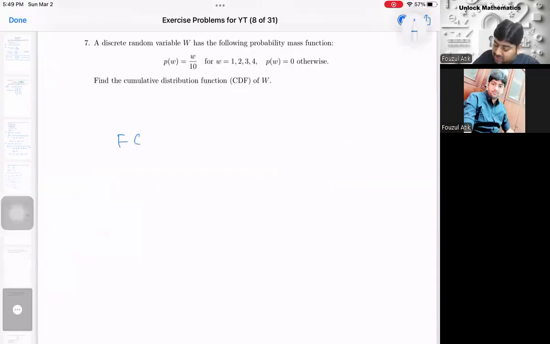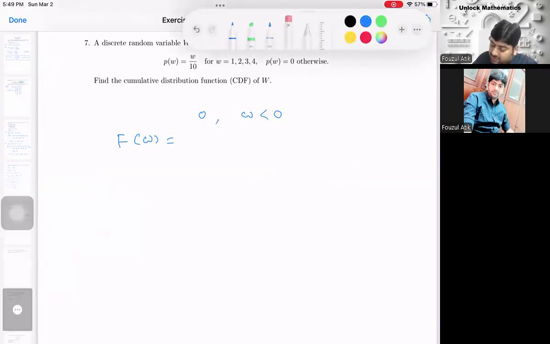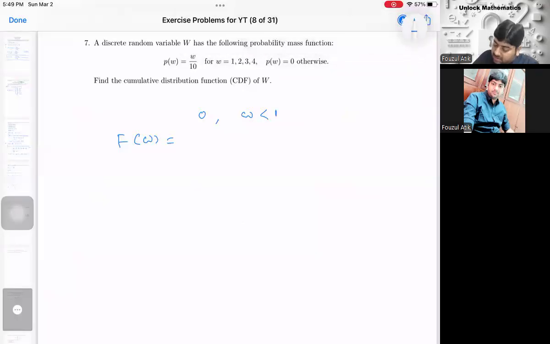So F of W is equal to, you can just do it on your own. I hope you can do it the same way we did. Here W is taking the values 1, 2, 3. Whenever W is less than 1, it is 0, and it is 1 by 10 whenever 1 is less than or equal to W less than 2. It is 2 by 10. No, sorry, it is 3 by 10.